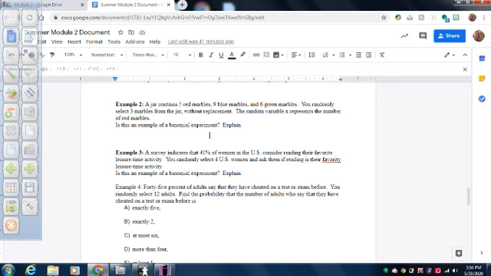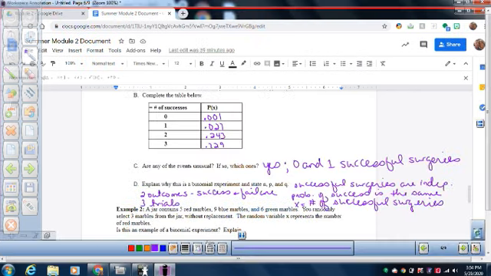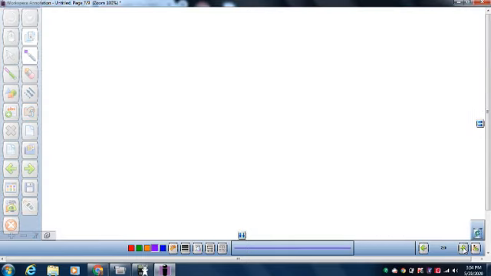Now, I'm sure you're asking yourself, is there an easy way to do this on the calculator? And there is. I'm going to show you, and then I'm going to write it down, where you can go on the calculator to calculate binomial distribution.